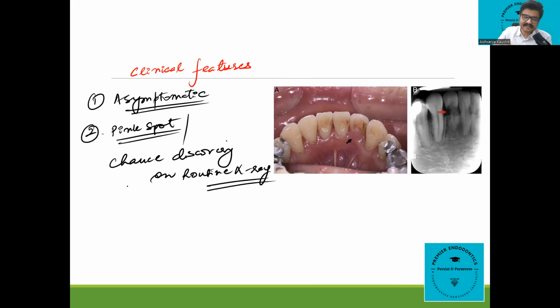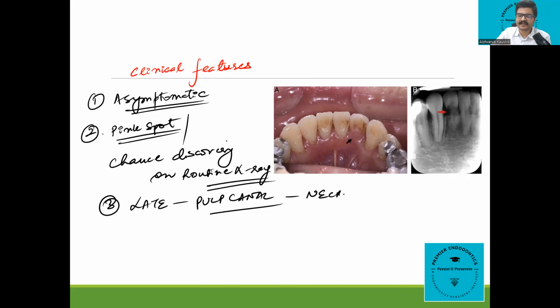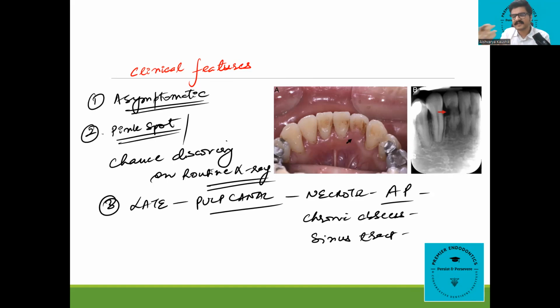All right. In the later stages, when the pulp canal or the root canal is involved, then obviously the tooth becomes necrotic. There'll be an apical periodontitis. There'll be a chronic abscess. There'll be sinus tract. There might be buccal space infection, tissue space infection, facial space infection, etc., etc. That obviously will happen if it goes undetected and untreated for a prolonged period of time.